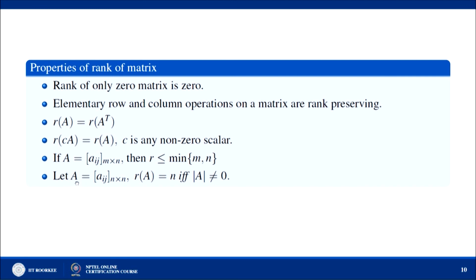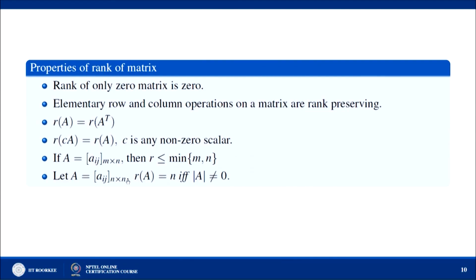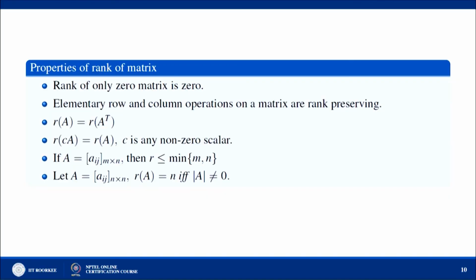Now, if you have a square matrix of order n cross n and the rank is n, this means the matrix does not have any all-0 row in its echelon form, and that means the determinant of the matrix is not equal to 0. Because we have already discussed that, suppose A is a matrix and B is its echelon form, then determinant of A is some alpha times determinant of B, where alpha is not equal to 0.